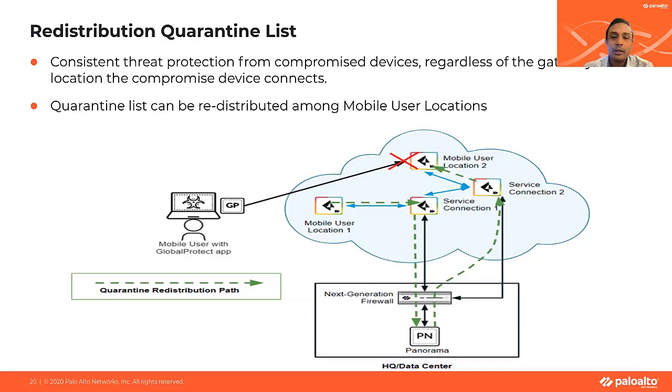As we can see, we can also see the path on how the quarantine list gets redistributed from mobile user location 1 to mobile user location 2 via Panorama and the service connection. Next slide, please.